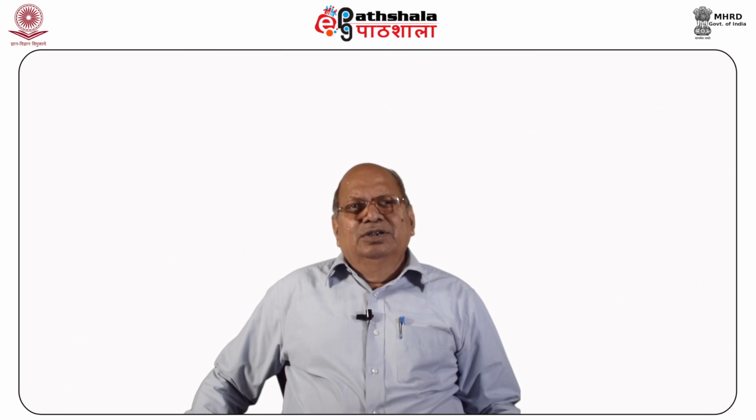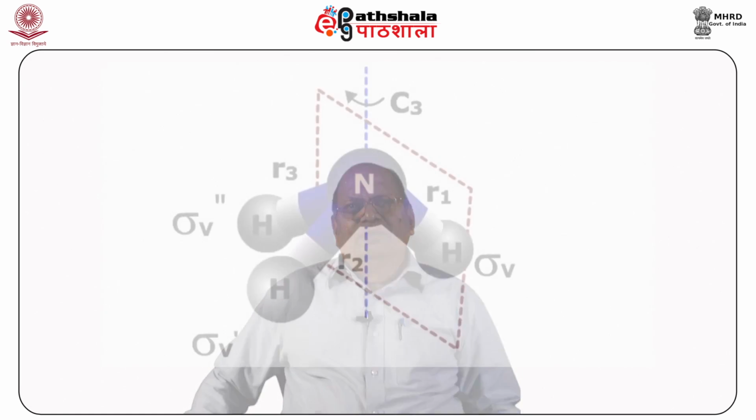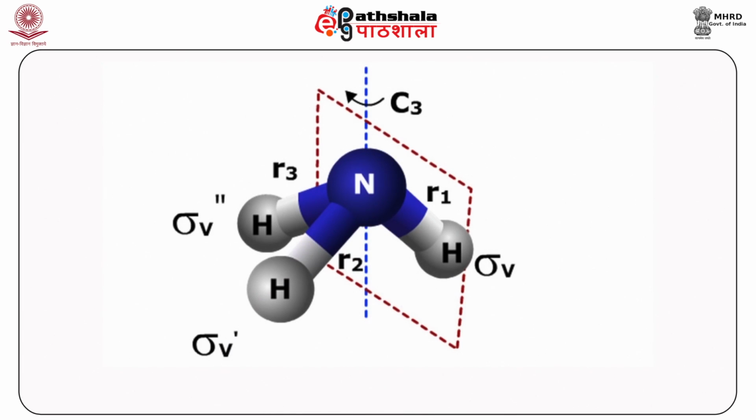Now, let us take the example of ammonia molecule, and let us take in ammonia molecule the NH bond vectors R1, R2, R3 as the basis. These are shown in the figure, and we have to now find out how these R1, R2, R3 are the basis for generating SALC.